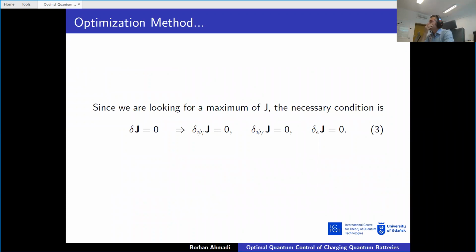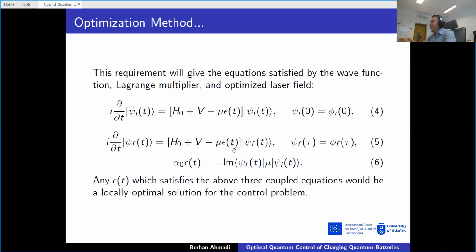Okay, we're going to maximize this J because we're going to optimize the evolution to get the final state. So we put the variation of J equal to 0, and since we have three variables, psi i, psi f, and the field, then we have three requirements. Applying these three requirements will lead to two equations of motion.